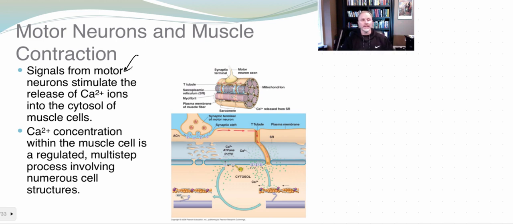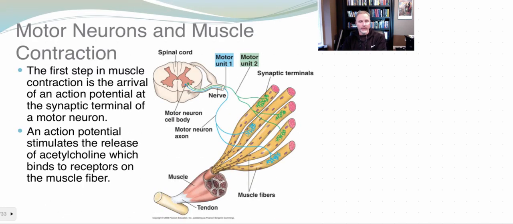But the motor neurons now, these are going to stimulate the release of the calcium ions from the sarcoplasmic reticulum into the cytosol of the muscle cells. And that increase in calcium, as we've seen, is what's going to result in the contraction of the muscle. Okay, so the first step in the muscle contraction is the arrival of an action potential at the muscle cell through a motor neuron. Okay, and this action potential is going to stimulate the release of acetylcholine.